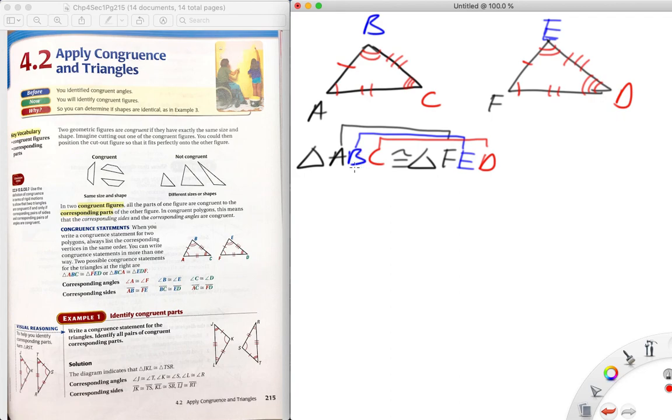So I could have written them as BCA is equal to EDF. I could write that CBA is equal to DEF. As long as you write them according to their corresponding angles when you write the triangles, then you're fine.